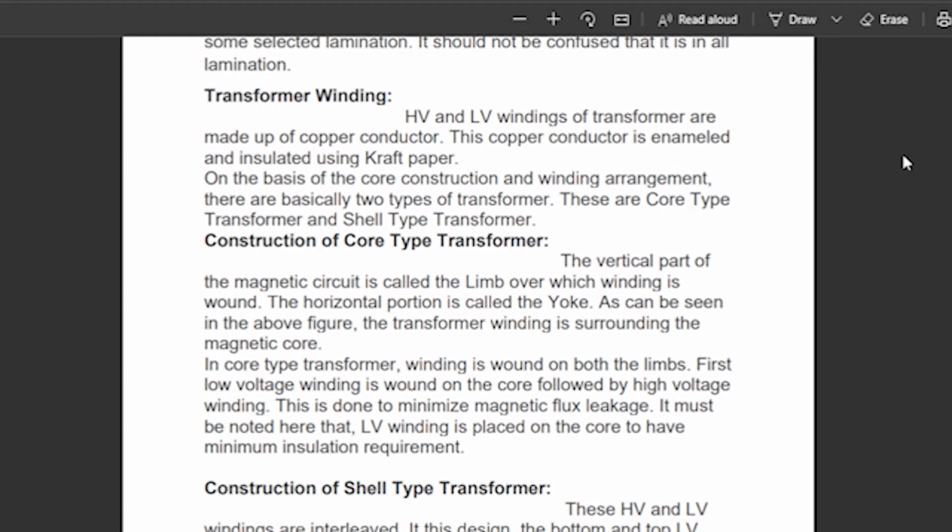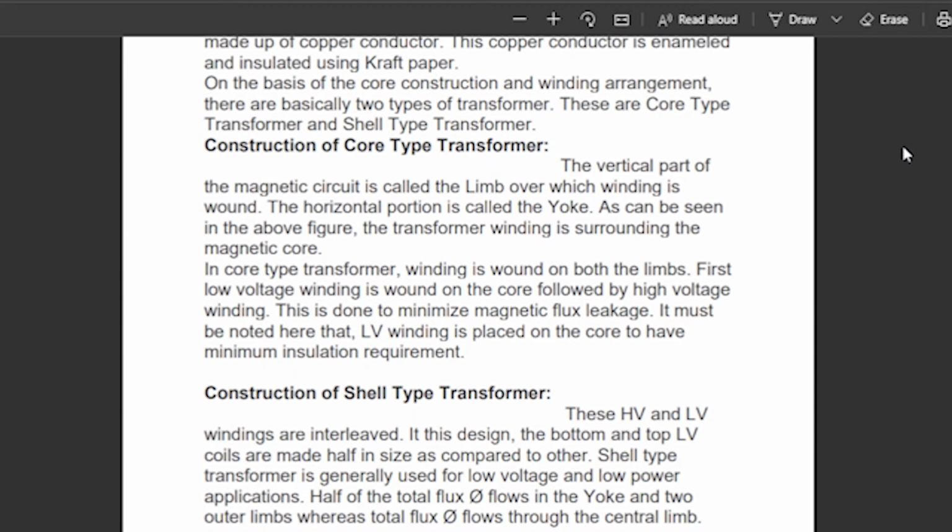Transformer windings. HV and LV windings of transformer are made up of copper conductor. This copper conductor is enameled and insulated using kraft paper. On the basis of the core construction and the winding arrangements, there are basically two types of transformer. These are core type transformer and shell type transformer.